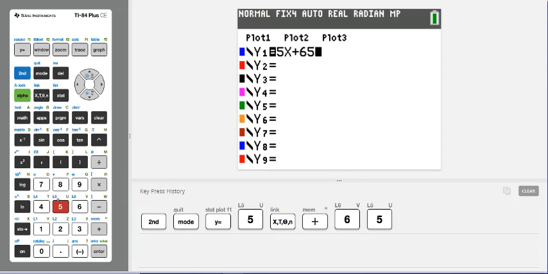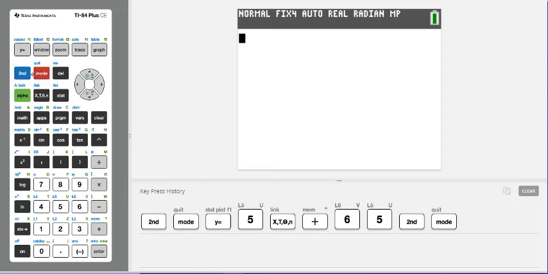Now we're going to evaluate this in a couple of ways. We can do it as a table. So we've got the equation in. Now let's go look at it in terms of a table. First thing we need to do is hit second mode, just to get out of that. You don't have to hit second mode at this point, but it's good to take a step back when you're learning your calculator. What are the buttons that I need to hit?